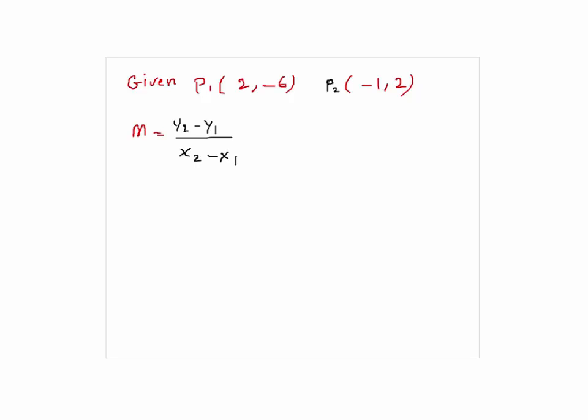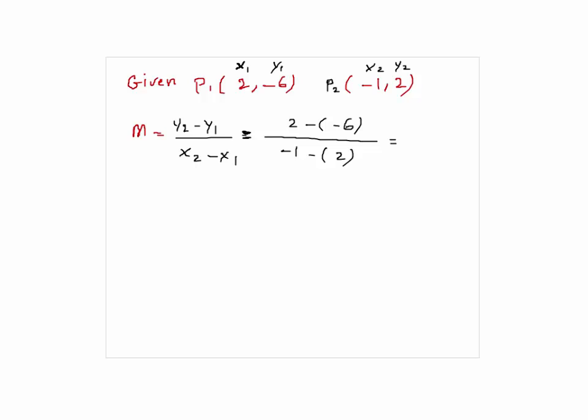Okay, you're okay? Alright. So, I can label this point 1 and point 2. If I do that, this number here would be considered to be x1, this would be y1, this would be x2, and that would be y2. Again, it doesn't matter which one you call point 1, which one you call point 2. Now we can substitute the numbers. y2 would be 2 minus y1 is -6, over x2 is -1 minus 2.